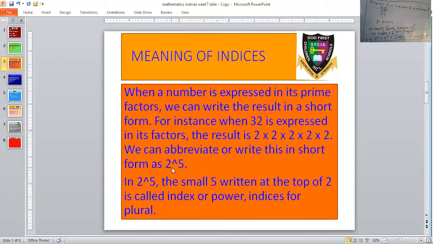Let me clean the board and show you what I'm saying. So 32 means 2 times 2 times 2 times 2 times 2, and it can be written as 2 raised to power 5. The small 5 written at the top of 2 is called index or power. Indices is the plural.